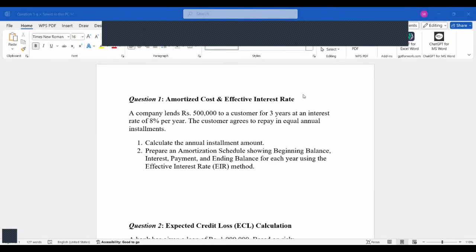Question one: a company lends 500,000 to a customer for 3 years at an interest rate of 8% per year. The customer agrees to pay in equal annual installments. The first question is, calculate the annual installment amount. So let's look at how to solve this question.